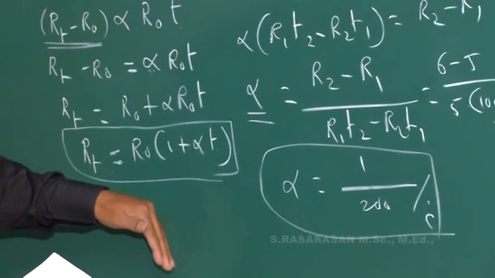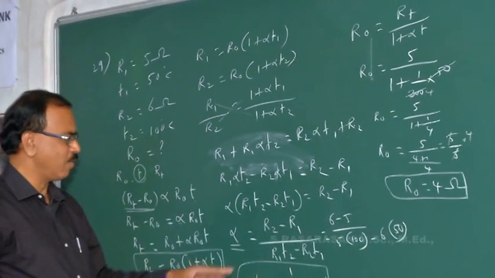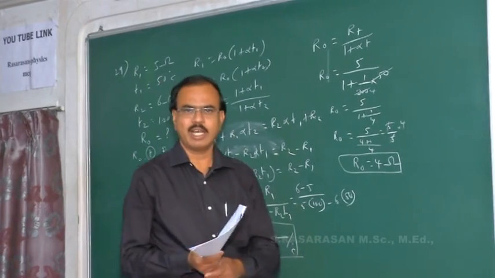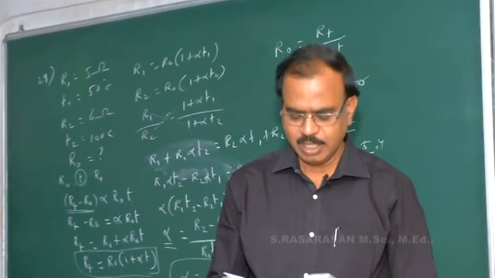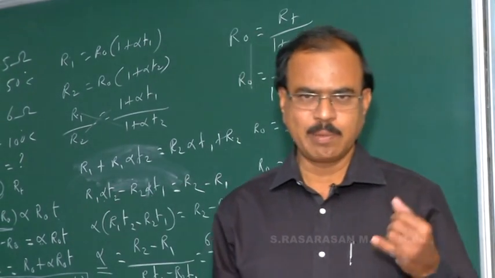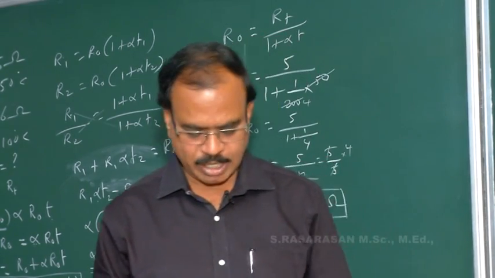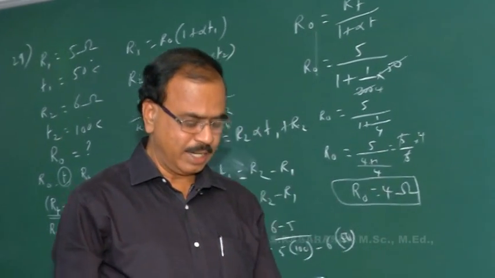To calculate alpha, we are using these two sets of data, that is alpha is equal to R2 minus R1 by R1 T2 minus R2 T1. So it is a good problem. Alpha, the temperature coefficient of resistance, is calculated, and at the same time the resistance at 0 degree Celsius is calculated. Let us pass on to the next.